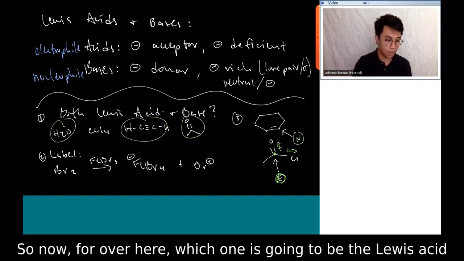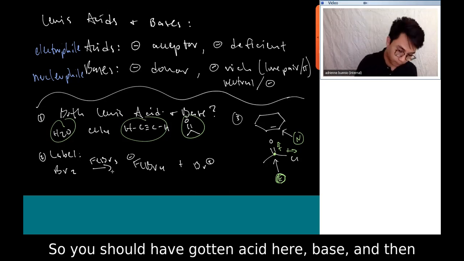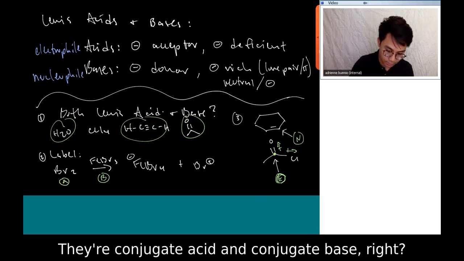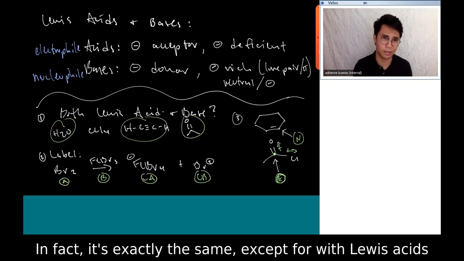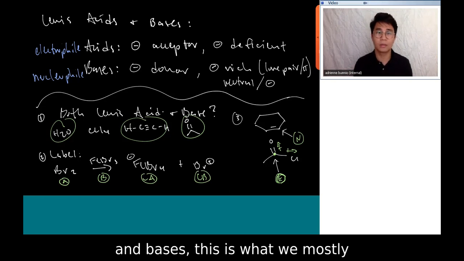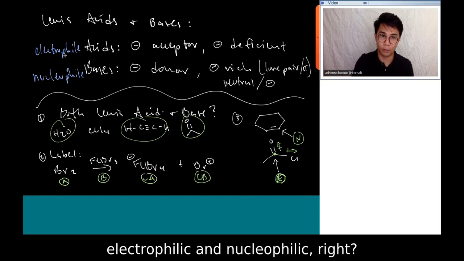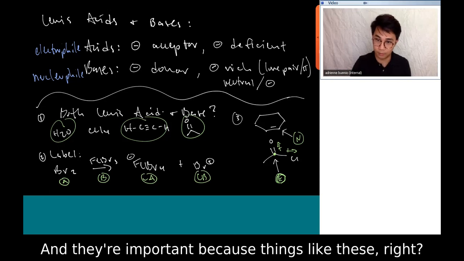So now for over here, which one of these are Lewis acid or base? You should have gotten acid here, base, and then same thing with Bronsted-Lowry, they're conjugates, right? So conjugate acid, conjugate base. So it's pretty similar to Bronsted-Lowry acid base. In fact, it's exactly the same except for with Lewis acids and bases, this is what we mostly use, because it has everything plus electrophilic and nucleophilic, right? So we use Lewis acids and bases more.